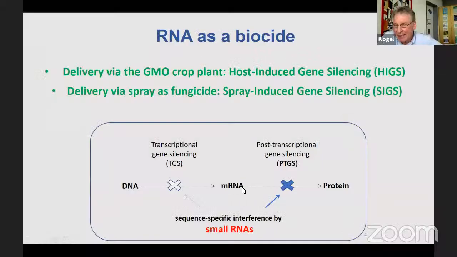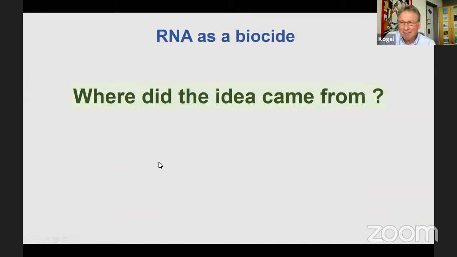Here, mRNA is degraded by the action of small RNAs, and the protein is not produced. This is the basic mechanism. We also have an additional mechanism of transcriptional gene silencing, but I won't go into details with that. This is enough for today on the theory.